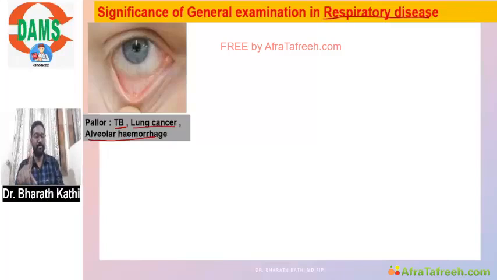Now coming to general examination, if there is pallor and the examiner asks how you relate pallor to respiratory disease, anemia can happen in tuberculosis, in lung cancer and in alveolar hemorrhage.